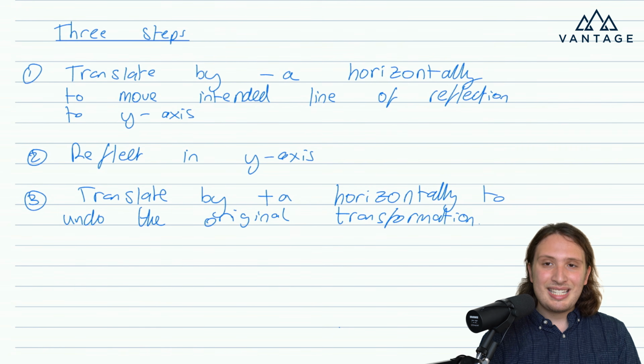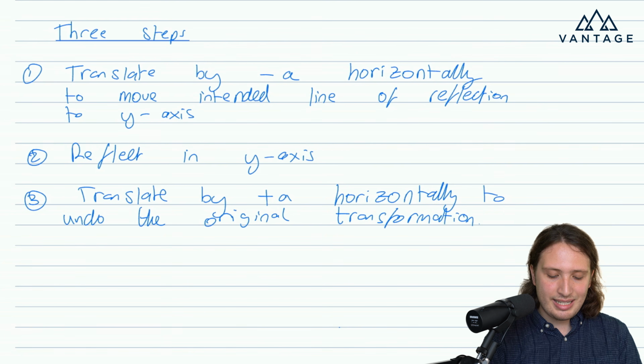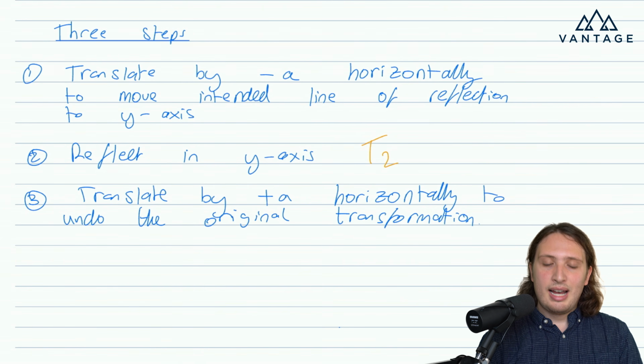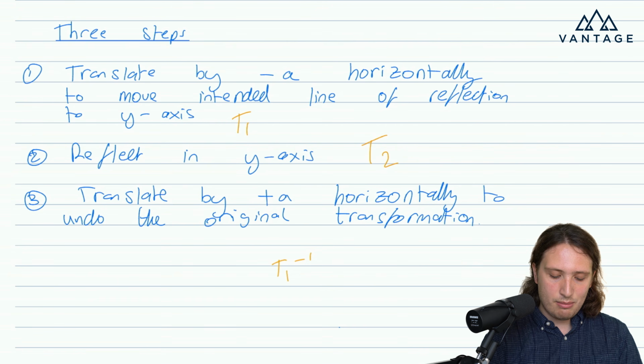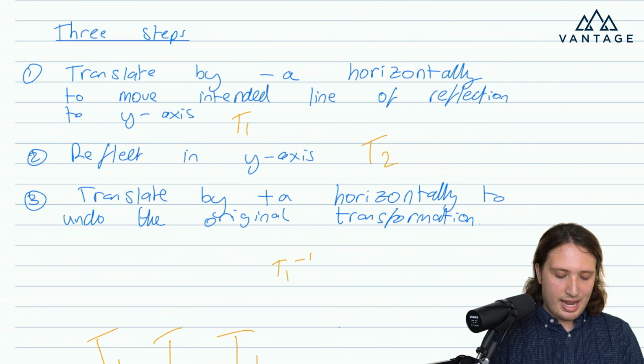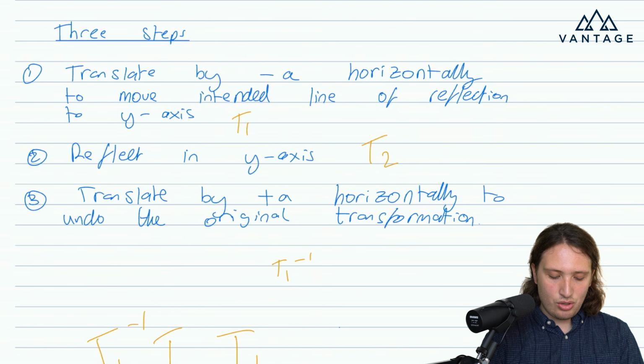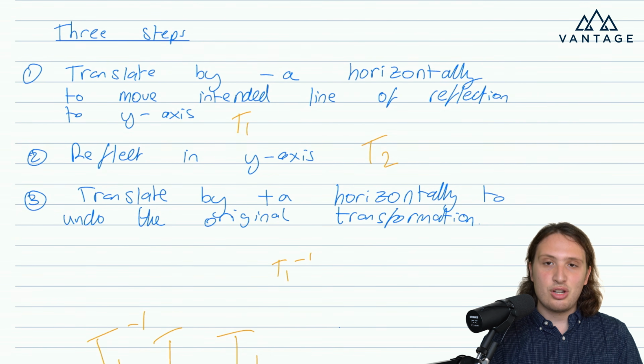So this is a particular structure that often shows up in mathematics. If we call the reflection in the y-axis transformation 2, and we call the translation by minus a transformation 1, translation by plus a is obviously the inverse of transformation 1, so we can denote it as t1 to the minus 1. And what we've got then is a transformation sandwiched between another transformation and its inverse. So transformation 2 sandwiched between transformation 1 and its inverse.